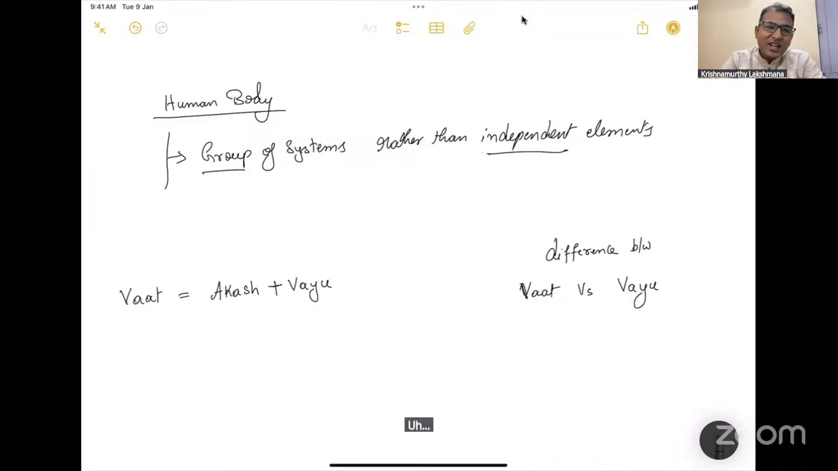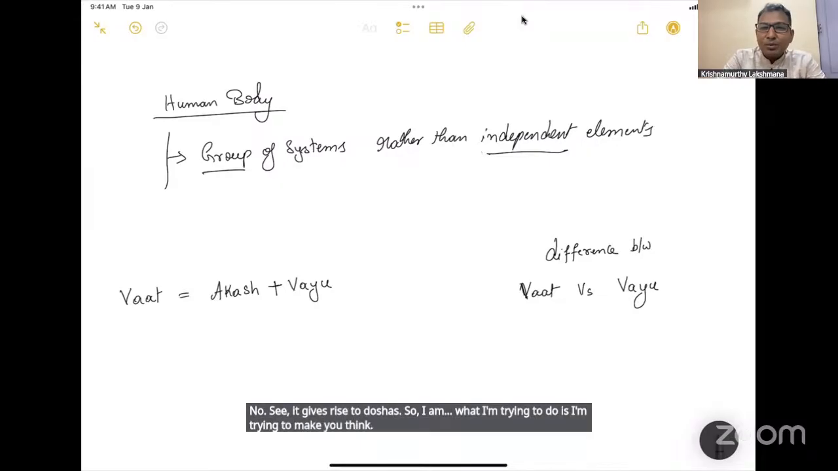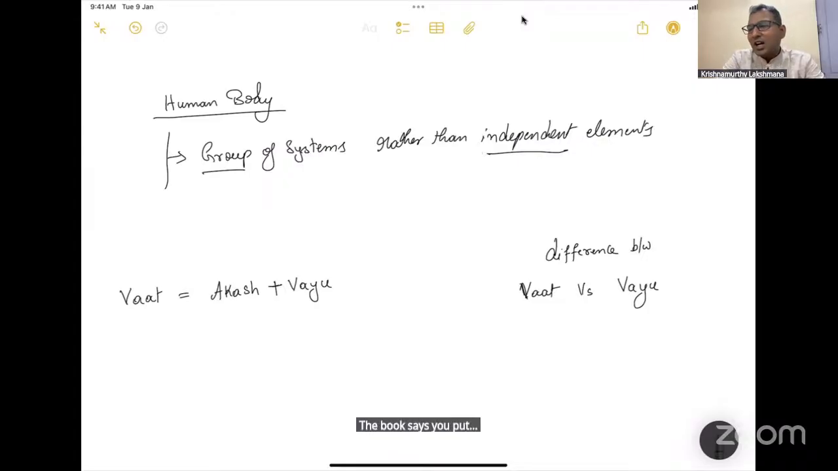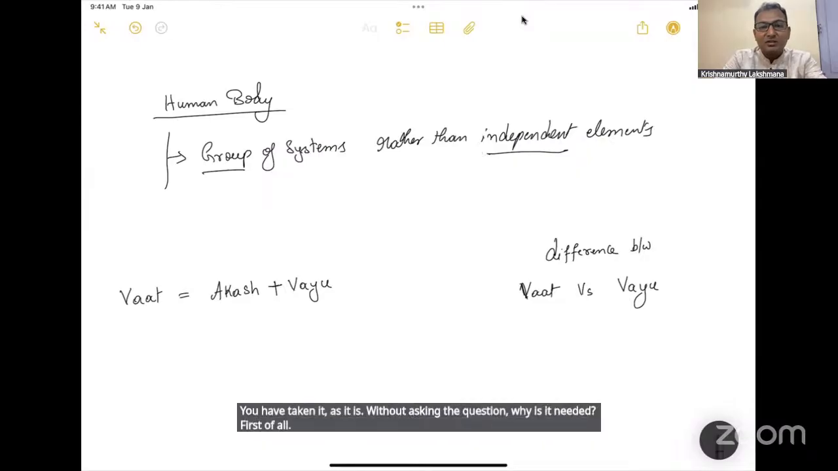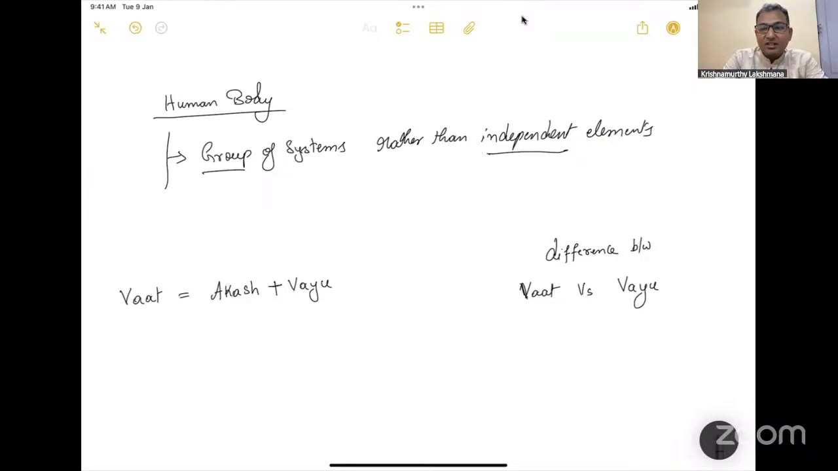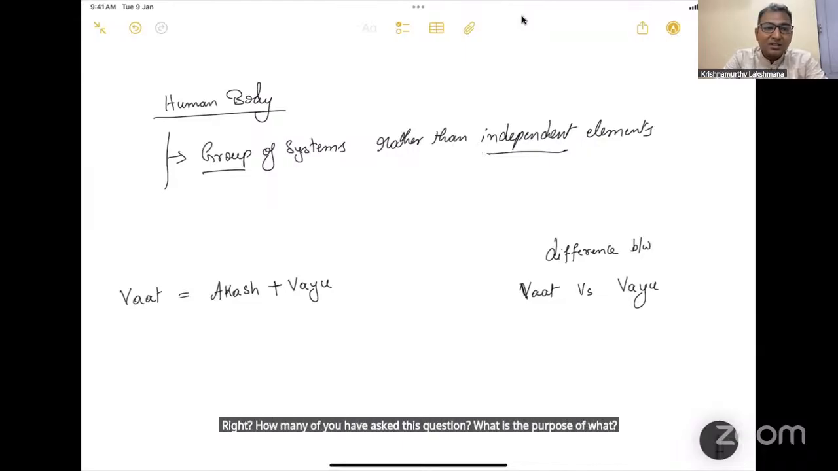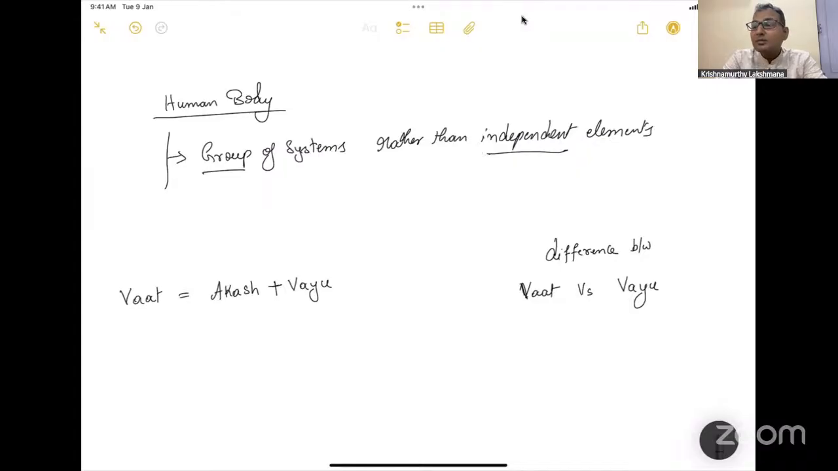See, it gives rise to doshas. So what I'm trying to do is make you think. The book says you put Akash plus Vayu, it becomes what? You have taken it as it is without asking the question, why is it needed, first of all? How many of you have asked this question? What is the purpose of Vat? Without understanding the purpose, will you be able to treat the disease? No, sir.